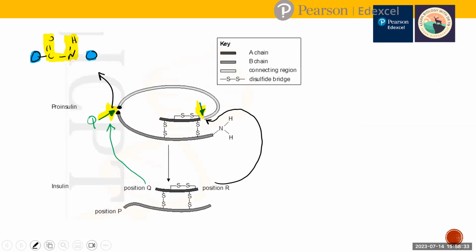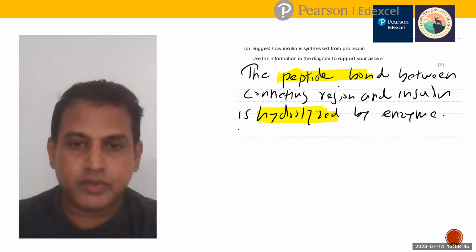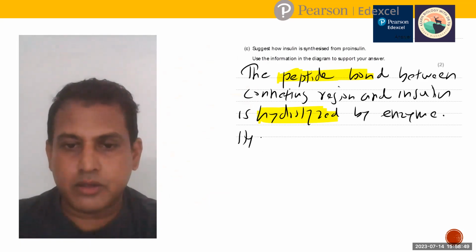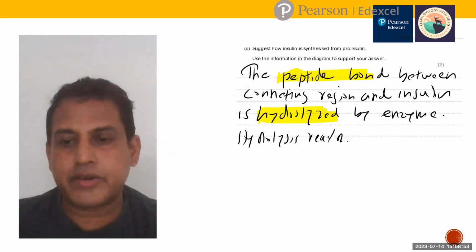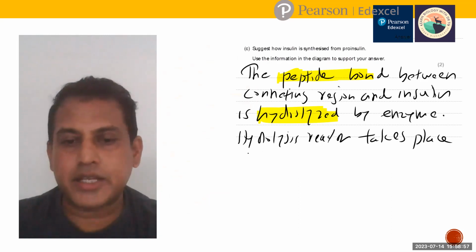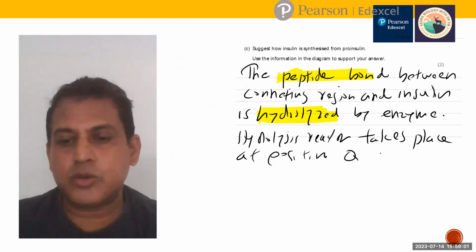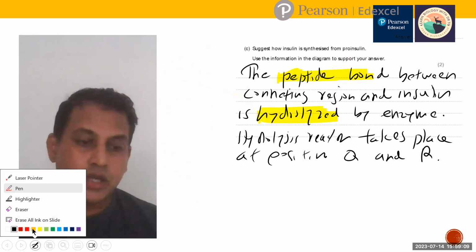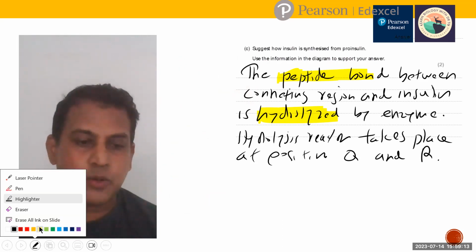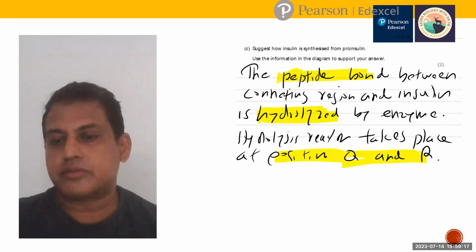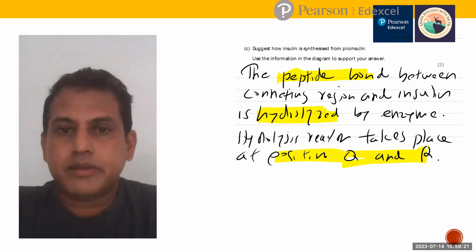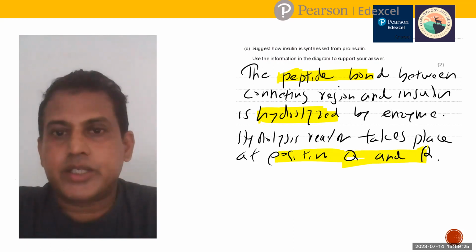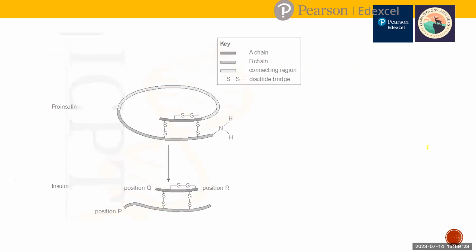And further, we can add to the same answer position Q and position R. So we can again write hydrolysis reaction takes place at position Q and R. So we highlight again the exact position Q and R. So this is a comprehensive answer and you can get 2 marks for this one. Okay, next question.